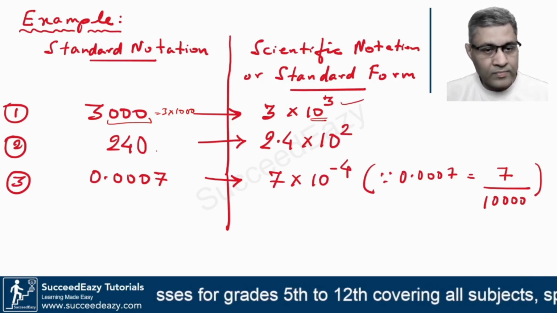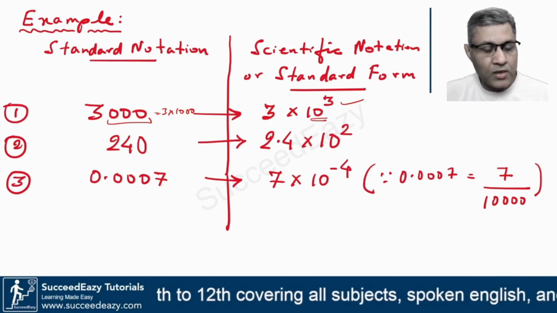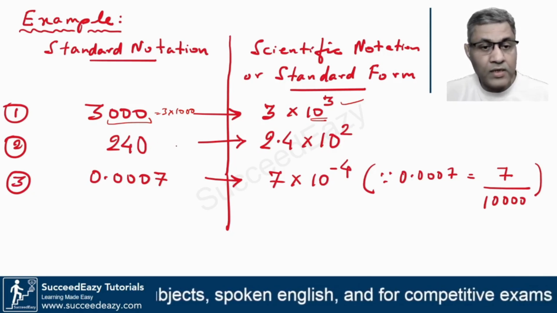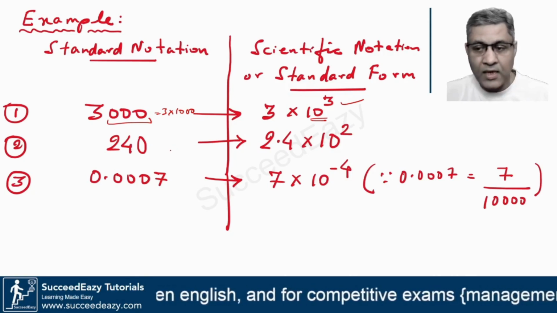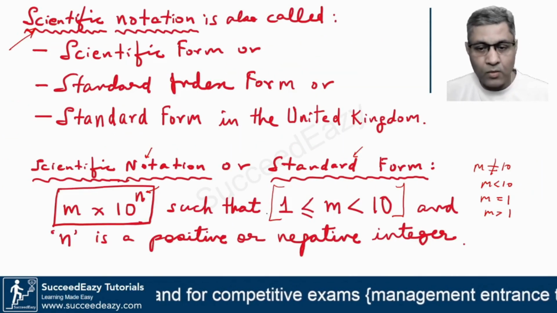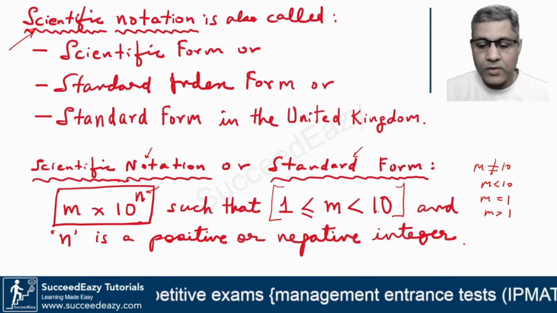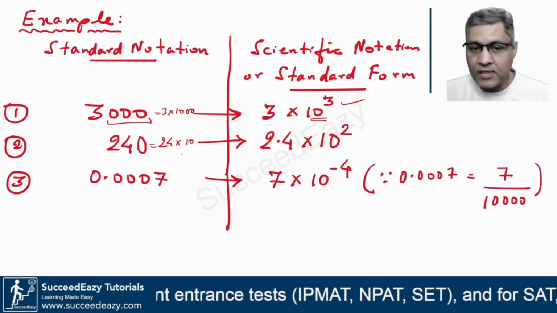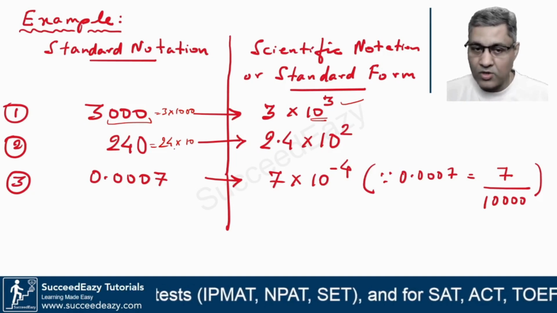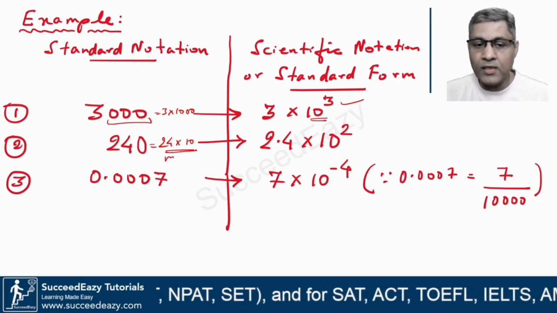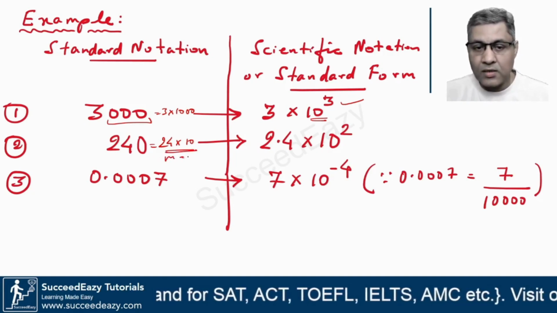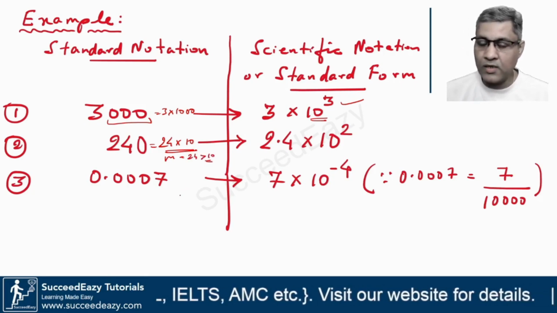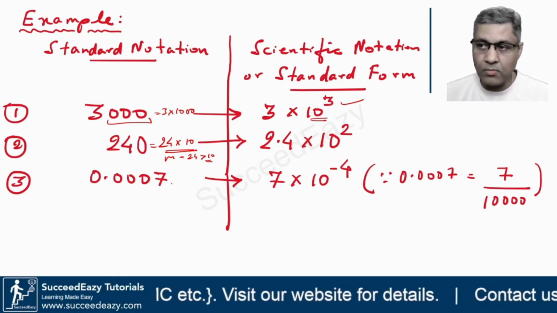Second number, 240. Again, we need to choose a number and then multiply by 10. Mind you, we need to get a number m such that 1 is less than or equal to m and m is less than 10. So this number should not be written as 24 into 10, because here m, that is 24, will be greater than 10. We cannot do that. It has to be a number less than 10.